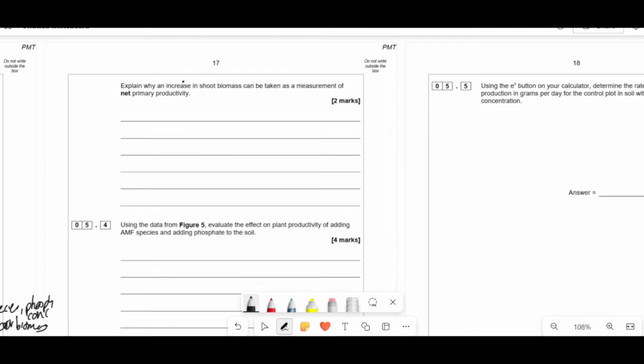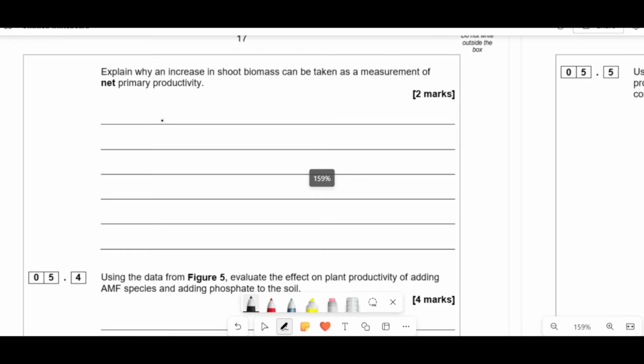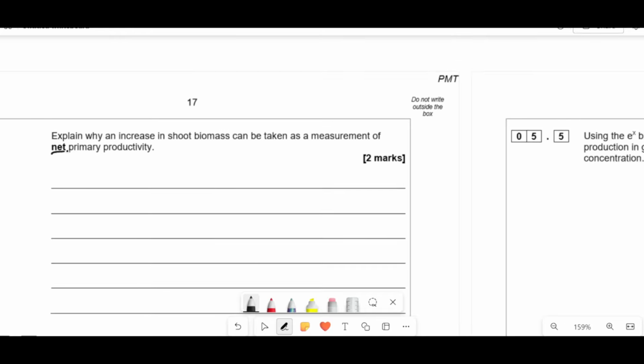It says explain why an increase in shoot biomass can be taken as a measurement of net primary productivity. Net primary productivity is the amount available to the next trophic level. Primary means this is a plant converting sunlight into chemical energy. NPP is GPP minus what the plant loses through respiratory losses, because plants still respire. The question is asking how you can measure increased shoot biomass and use that as a measurement of that. The biomass represents dry mass of carbon. That's why you're able to do that.